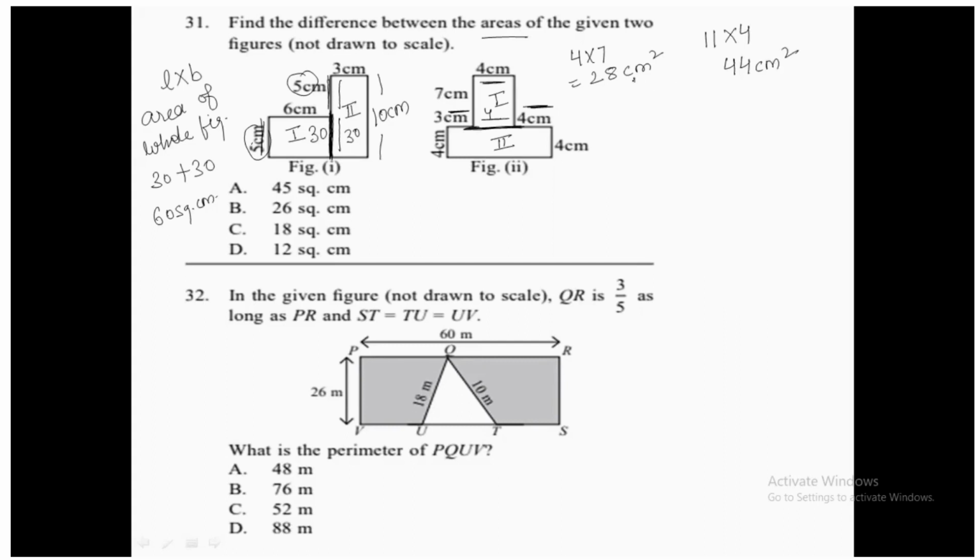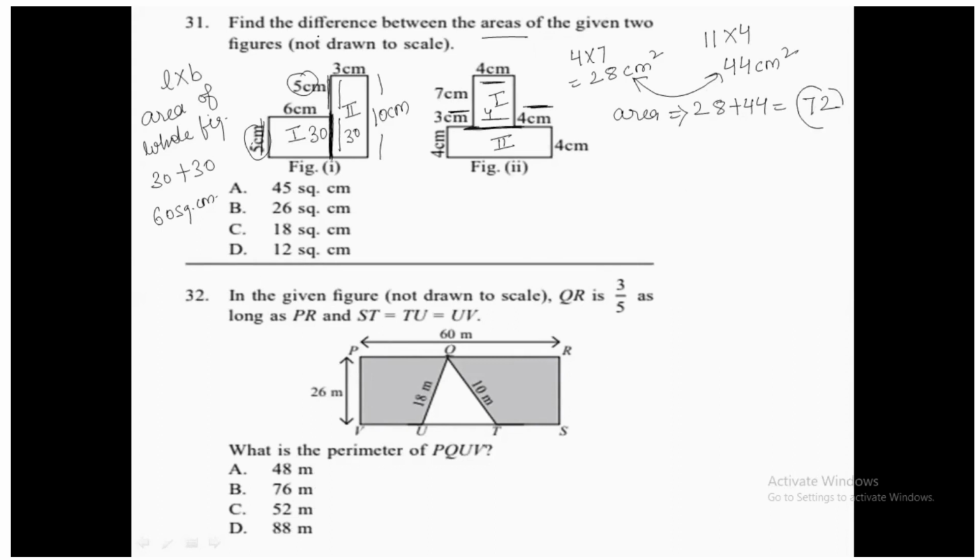Correct. Now let's add them together. So what is the area of this whole figure? The area of this whole figure will be 28 plus 44, and which gives us what? 8 plus 4 is 12. 2 will come here, 1 will go there as a carryover. Now 4 plus 2 is 6 plus 1, 7. We are getting 72 centimeters square.